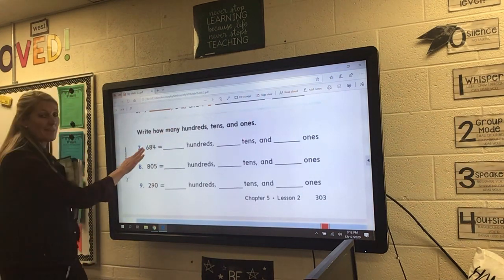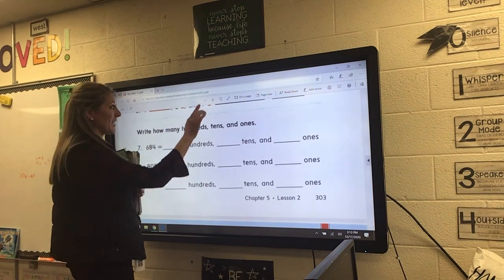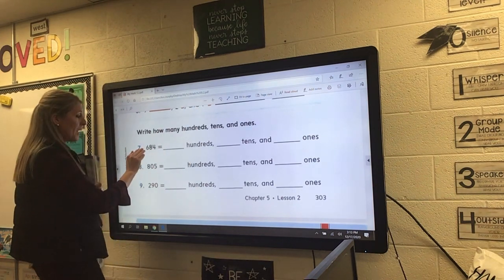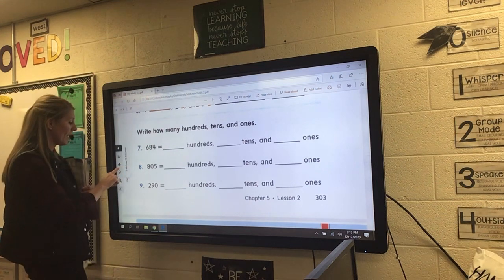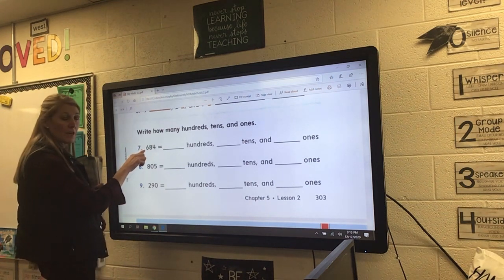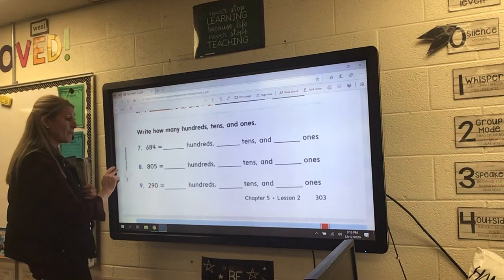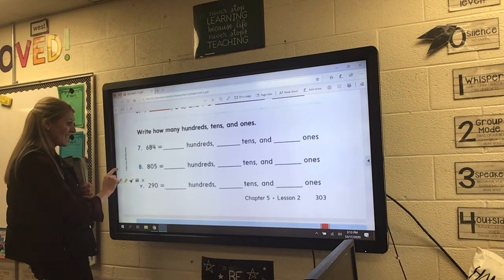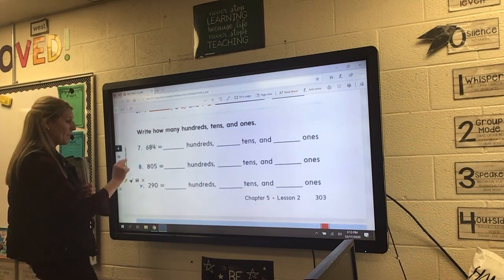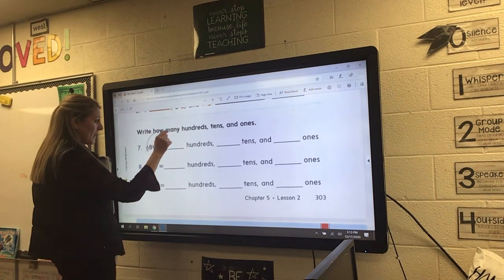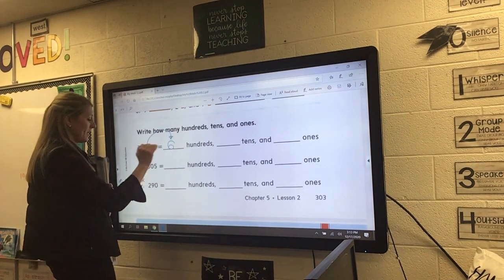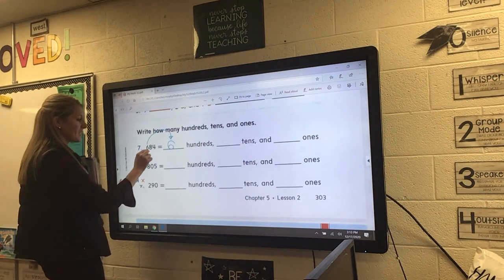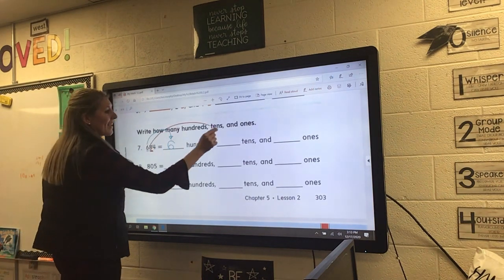On number 7, they're going to give us the number, and now we need to break it apart. So we have the number 684. Now I have to break this number apart. So I'm going to first start over here with the hundreds. So right there it tells me that I have 6 hundreds. So I'm going to underline the 6, and I'm going to draw an arrow to show you that's where the 6 goes. 6 hundreds.